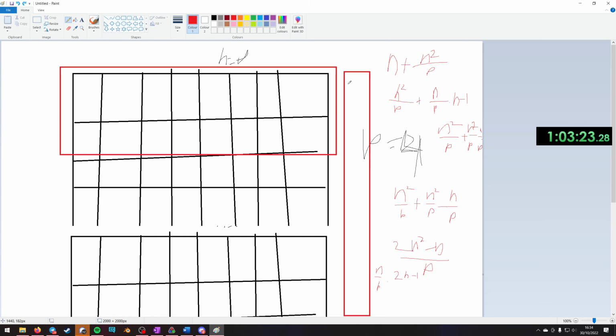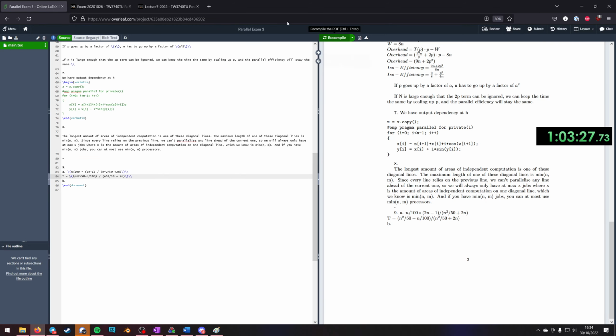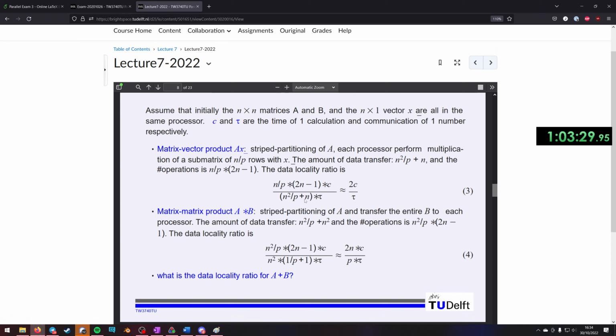Plus n indeed, because this entire vector is n. So if you look at that part, it is in here n squared over p plus n. So literally you can visualize this as large part of the matrix plus vector. Gotcha. So that makes the calculation.